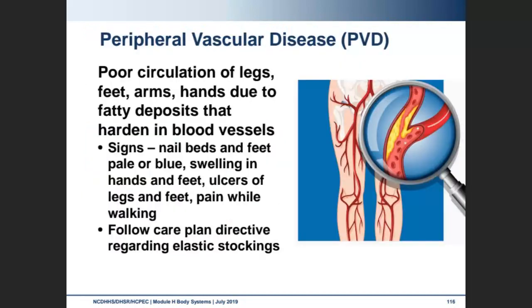You may come across peripheral vascular disease. You'll also see that abbreviated PVD. This is poor circulation to the legs, feet, arms, and hands, again, due to fatty deposits that harden in the blood vessels.